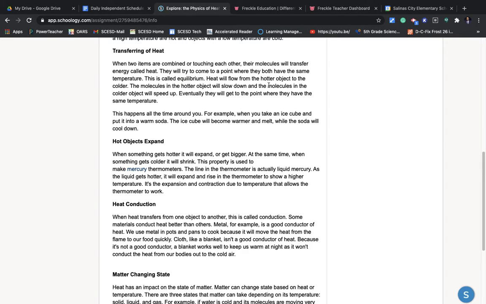Heat will flow from the hotter object to the colder. The molecules in the hotter object will slow down, and the molecules in the colder object will speed up. Eventually, they will get to a point where they have the same temperature. This happens all the time around you. For example, when you take an ice cube and put it into a warm soda, the ice cube will become warmer and melt, while the soda will cool down.